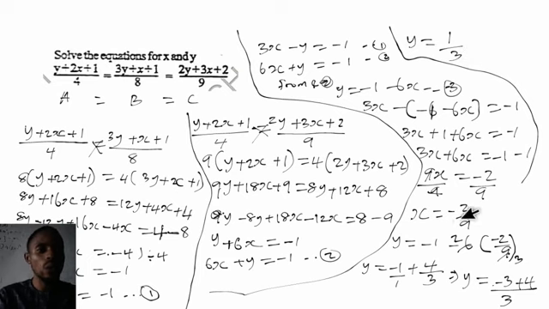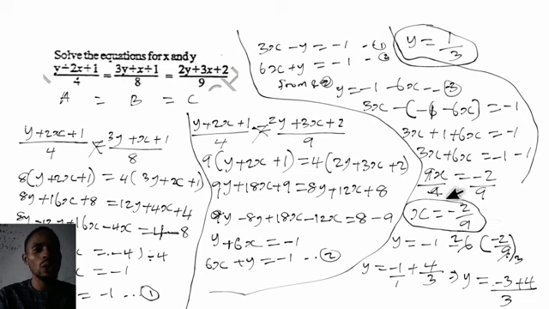Our s is equal to minus 2 over 9. So the answer for y is equal to this, and the answer for s is equal to this. So this is the solution to this question, guys.